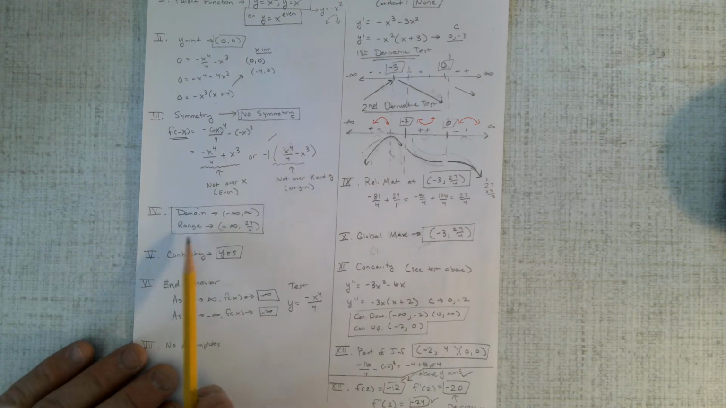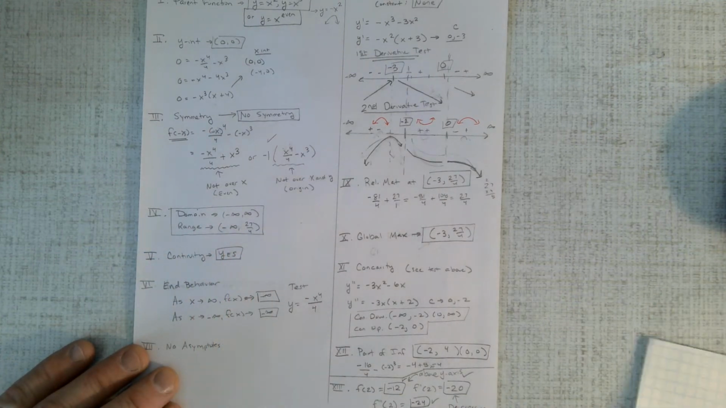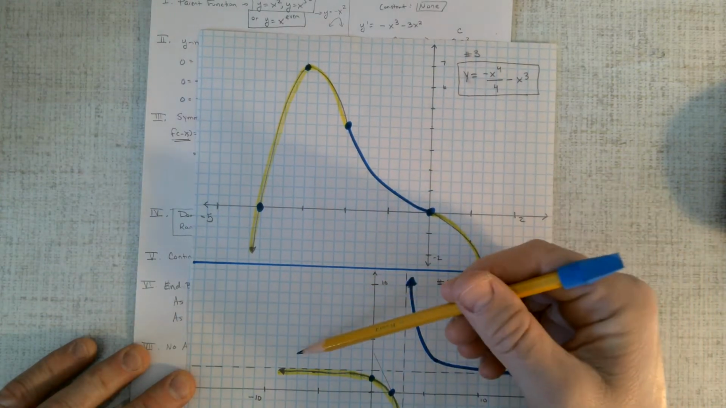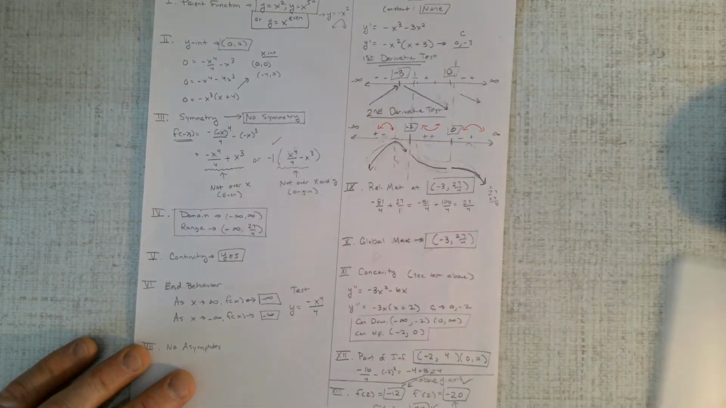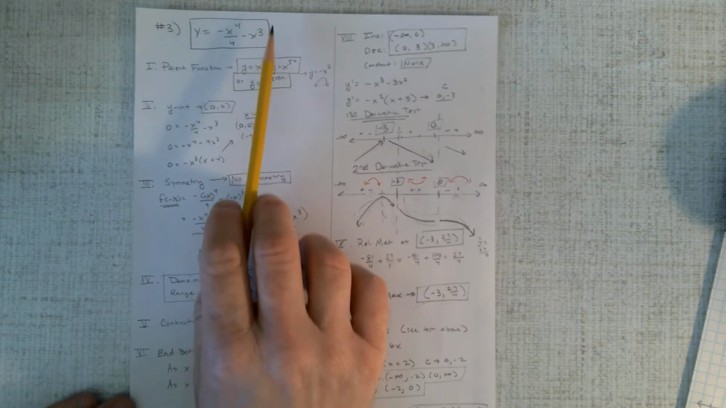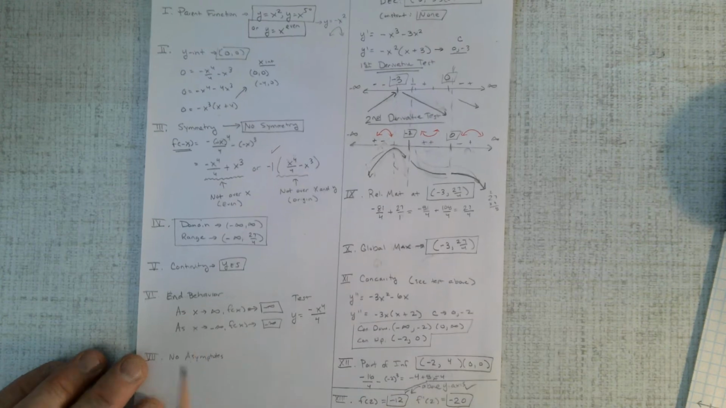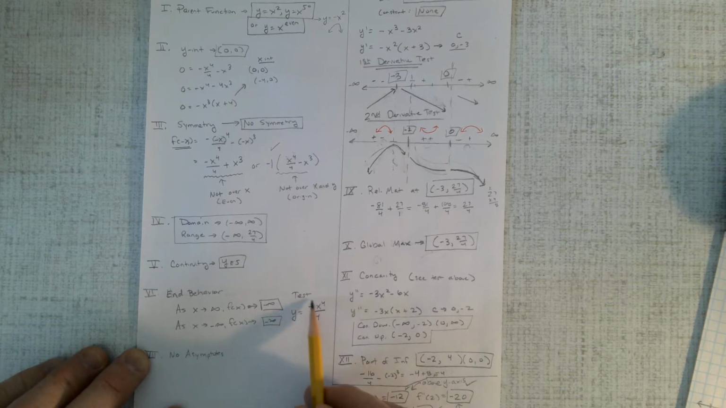Alright, domain: all numbers. And the range. Range is kind of hard to do until you get the graph. And you can see this range goes from negative infinity up to 27 fourths. Continuity: yes, it's continuous. There are no restrictions on these values here. In end behavior, as x goes to infinity and x goes to negative infinity, just test this function that's been simplified. This will tell you everything you need to know.